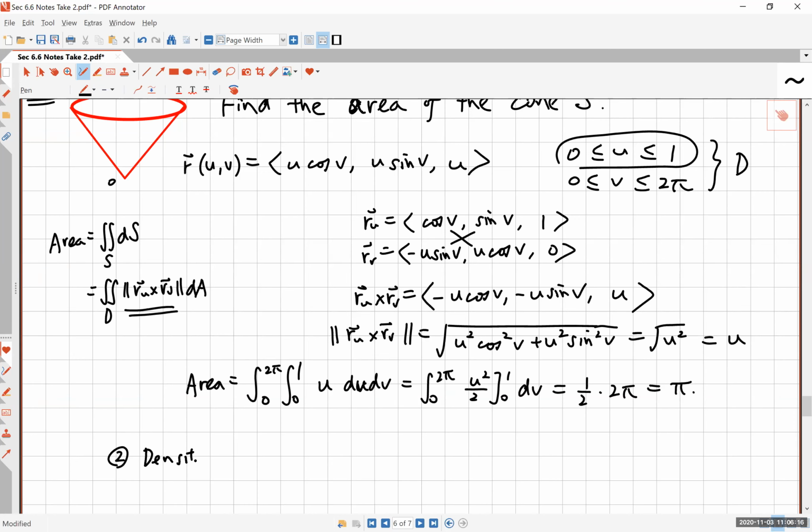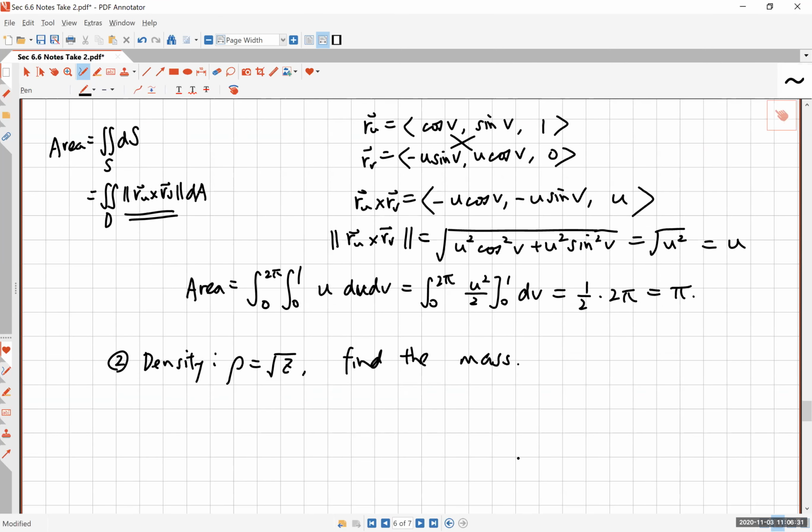Number 2, if the density of this surface S, rho, is the square root of z, find the mass. Okay, how heavy is this S, right? Now remember, this time you have to find the mass, which is basically the surface integral, where you integrate rho. Okay, this is what you have to do. So basically you just have rho inserted right inside here. That's all you have to do. You already have r_u cross r_v and the magnitude of it, right?